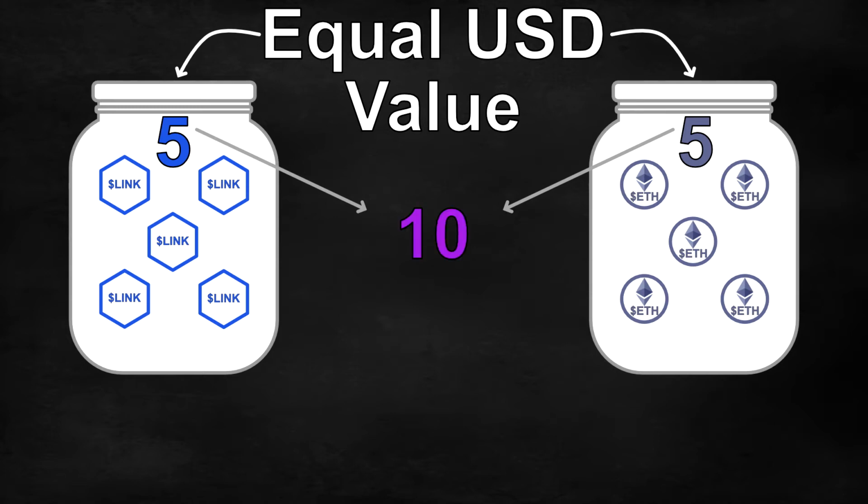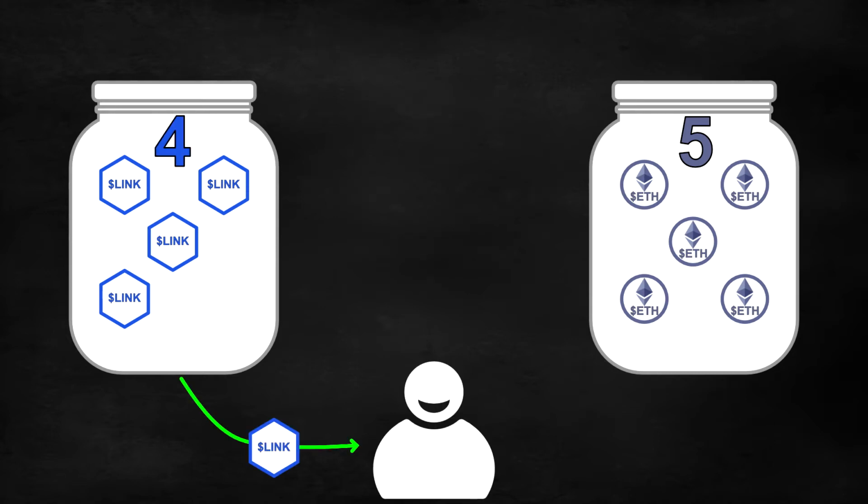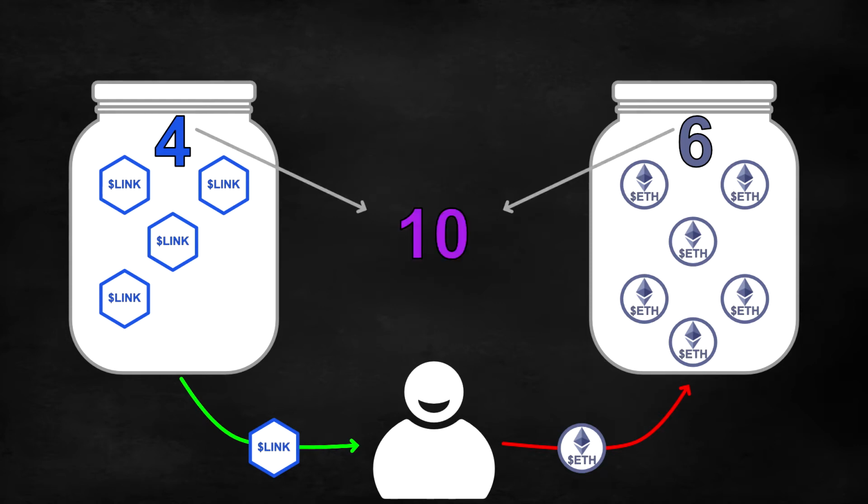Let's look at an example. In one jar, we have our Ethereum tokens, and in the other, we have Chainlink tokens. We provide the same value in each jar, a 50-50 split in terms of USD. When a user on the decentralized exchange buys Link, they are taking from the Link jar and depositing into the Ethereum jar. Now, when we, the liquidity provider, want to take back our tokens out of the jars, we noticed a problem. We now have more ETH than we started with, but less Link.